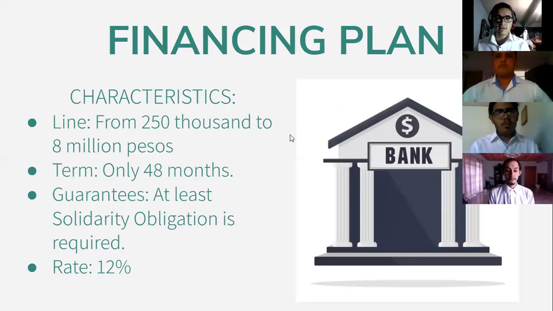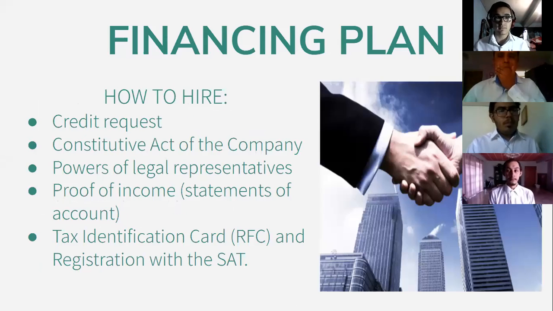Some of the characteristics of the bank: the amount. They can give you a loan from 250,000 to 8 million pesos with a term of 4 years, with the guarantee that you need at least a solidarity obligation, and the rate of 12%. If you want to take a loan, those are the requirements.